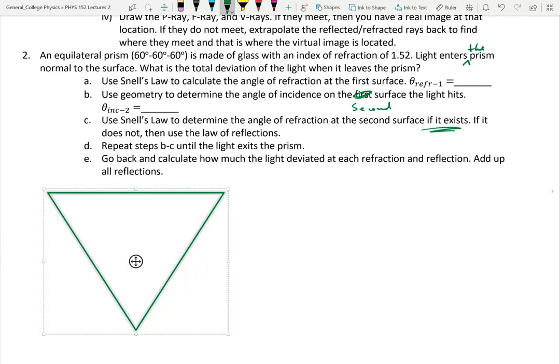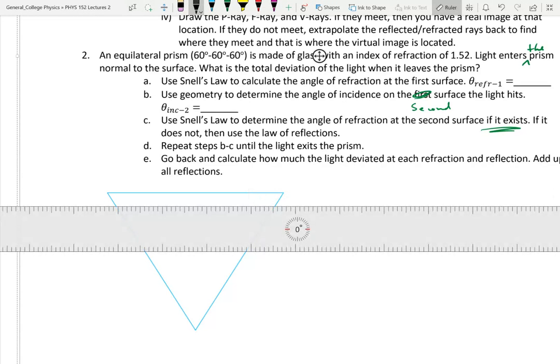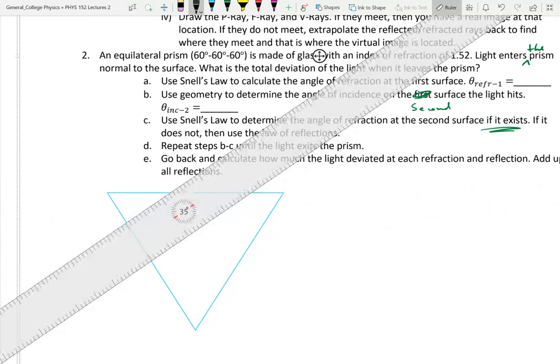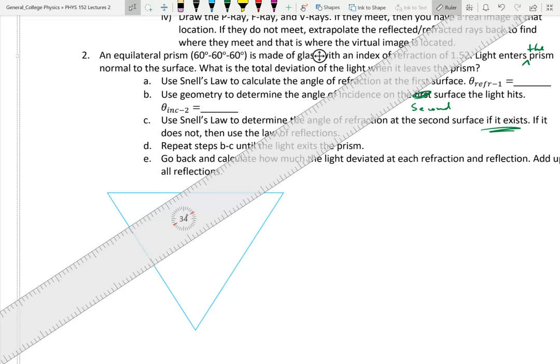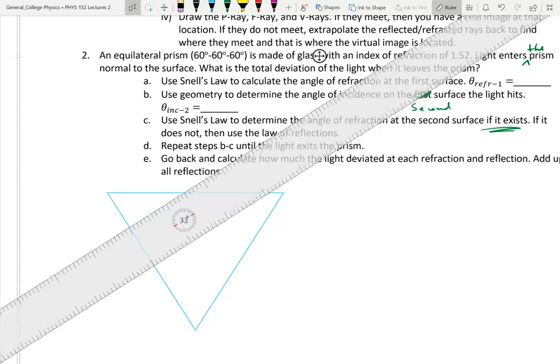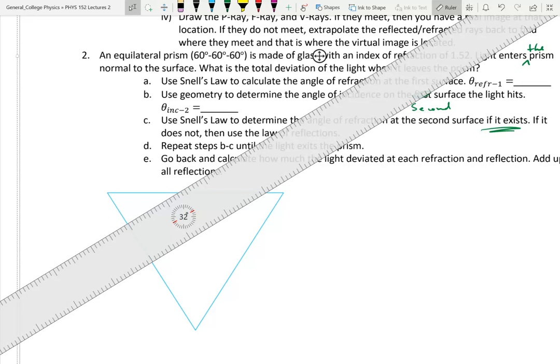That looks about right. So there's a 60-60 triangle. Now we're told that the light is coming in at a normal incidence. So if it's coming in at a normal incidence, let me just set my ruler here. Okay, that's about normal. So I'm going to have my light coming in like this. So there's my incident ray.